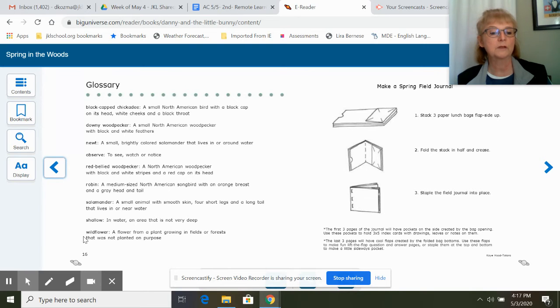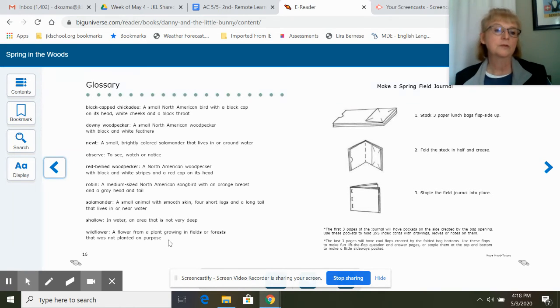And the last word is wildflower, a flower from a plant growing in fields or forest that was not planted on purpose. So a wildflower, not put there on purpose.